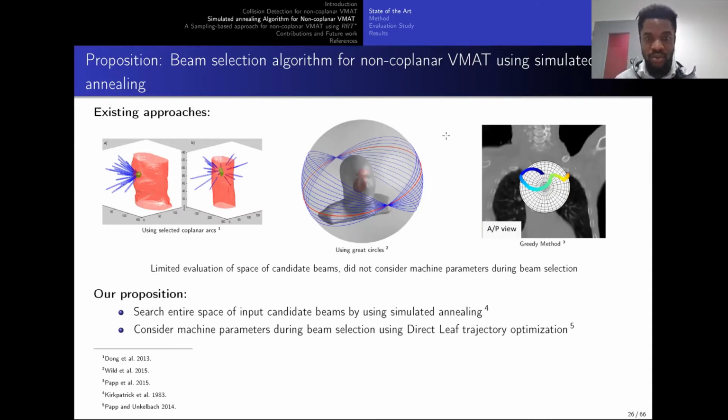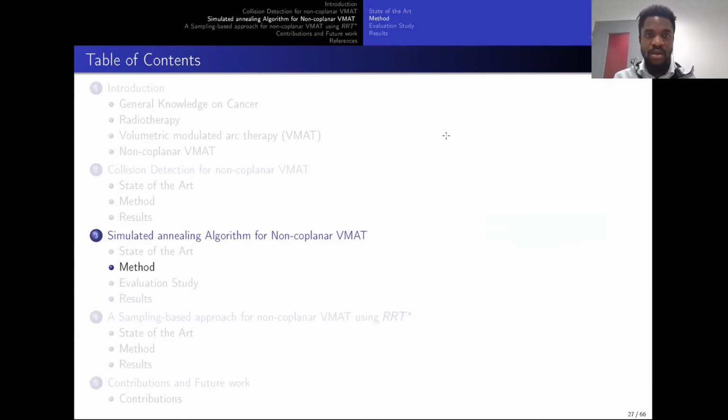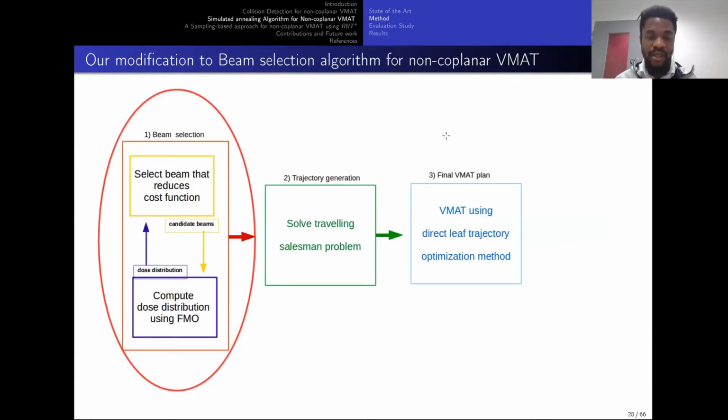And also we wanted not to limit the space where we search for the beams. We want to look in every space. So that's why we use simulated annealing to help us do this. Our method is to intervene at the beam selection part. That's where we want to modify. Typically, you have 3 steps in the state of the art: first beam selection, then trajectory generation in the second step, and in the final step, your final VMAT plan. So the modification we are doing is in the first step, the beam selection part.